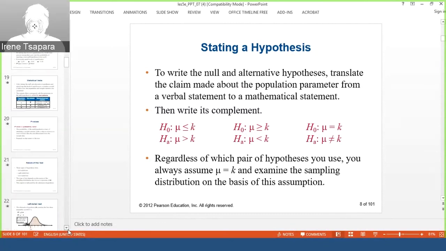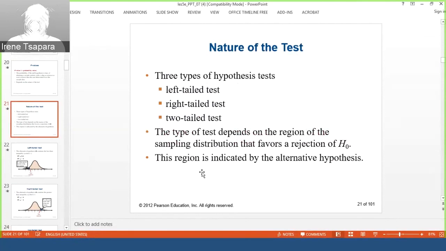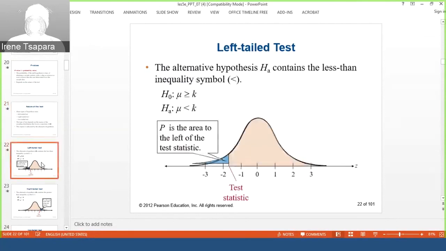Let me go back where I was, right here. So, the left-tail test, when you run the left-tail test, you have your null hypothesis and your alternative hypothesis, and you have the bell curve. Assume that you have a normal distribution.